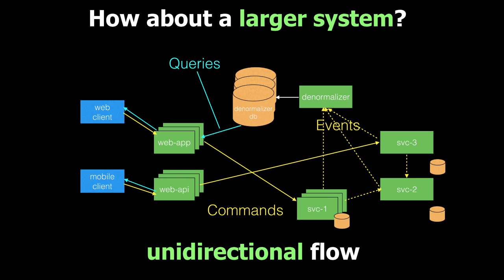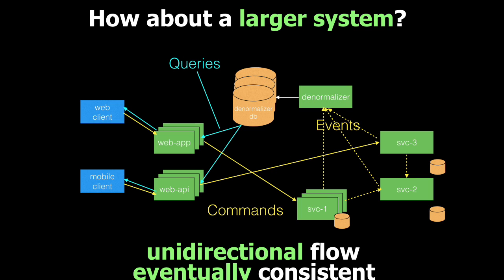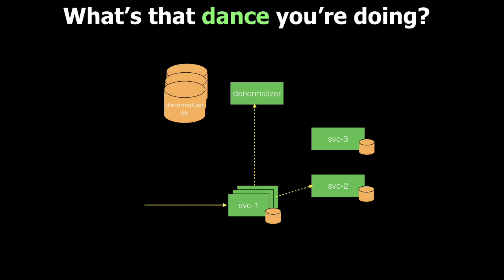So it's a unidirectional flow. It's eventually consistent, and now we can see there's more than one event over here that's starting to comprise this thing called the dance. And what am I talking about when I say the dance? So we can see that as commands come into the system, into our domain, logic gets performed, and then events get emitted telling other services. This chain reaction happens, right?